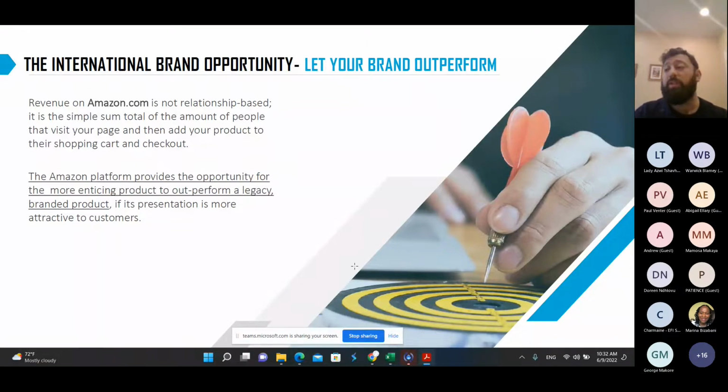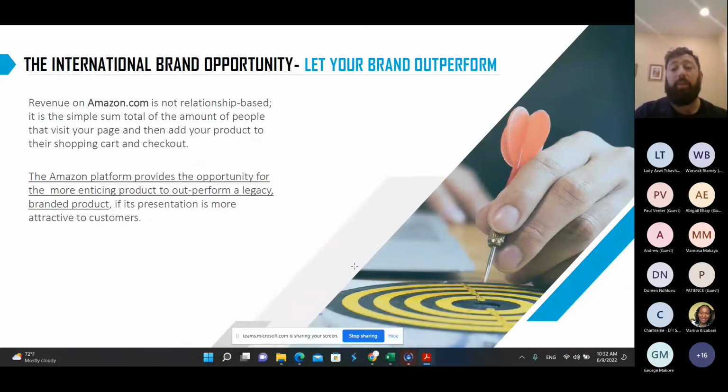Well, on Amazon, there is no relationship-based buying. What I mean by that is that what determines how much you sell on Amazon is a very small, simple fact. If people visit your page, they hit the add to cart button and they check out, then you get a sale. If they do not visit your page and do that process of adding to cart and checking out, you don't get a sale, which opens up that it's no longer a question of old relationships, but rather a question of, can I persuade a customer when they visit my page to buy my product?